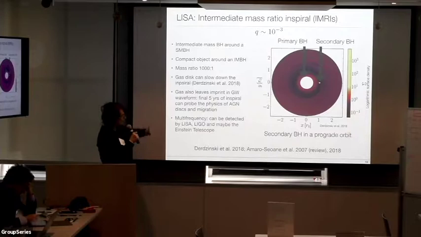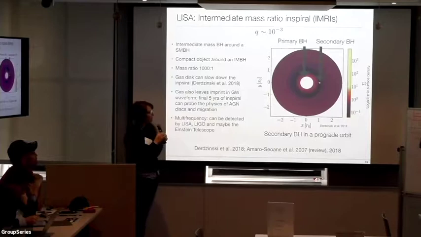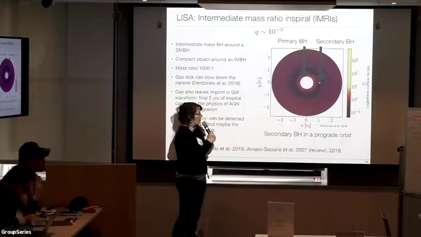And so anyhow, this is one of the nice images from their paper. Here, this in the middle is your black hole. This is a secondary intermediate mass black hole. And you can see it moving through the accretion disk here. But I'm sure Andrea will talk about this later.